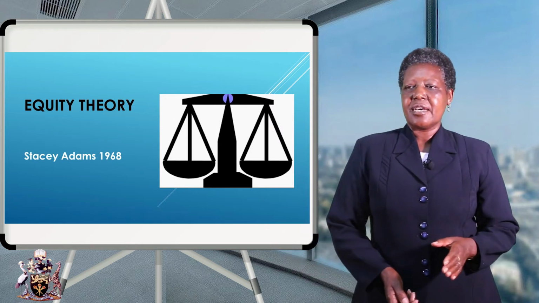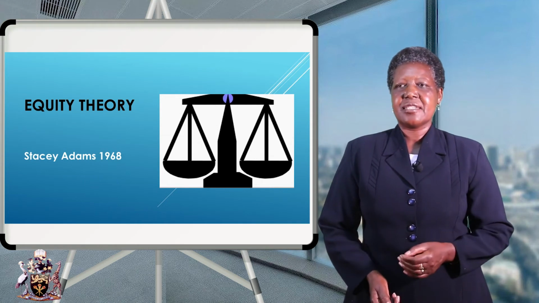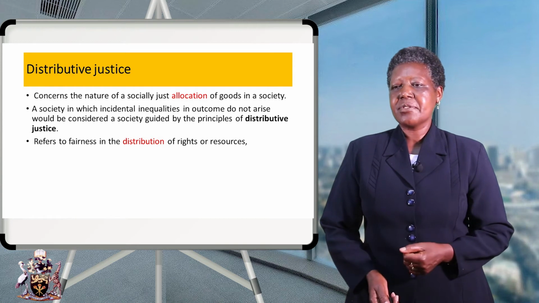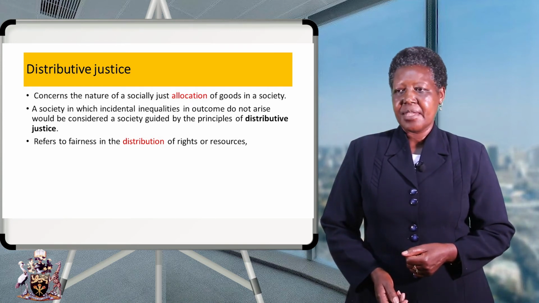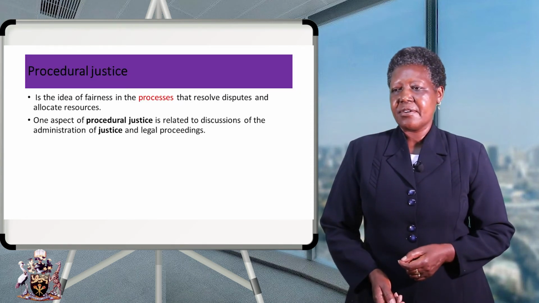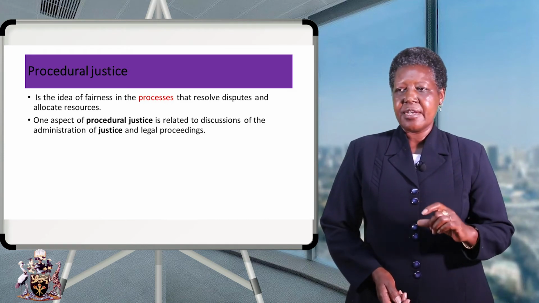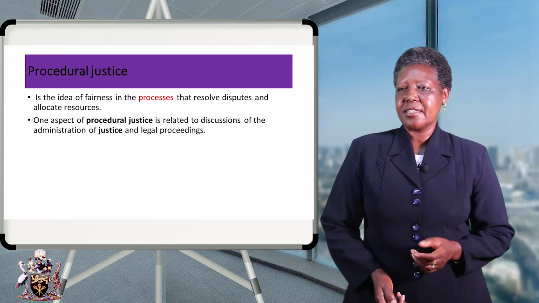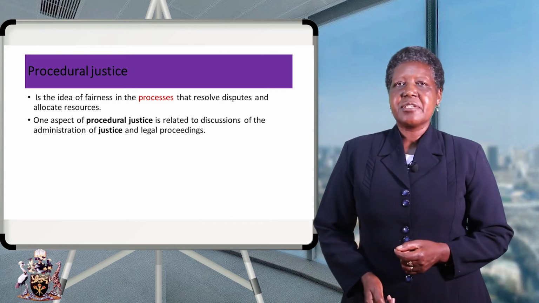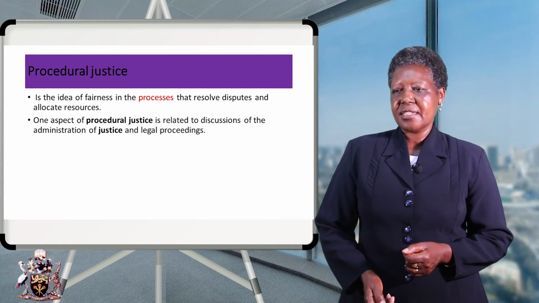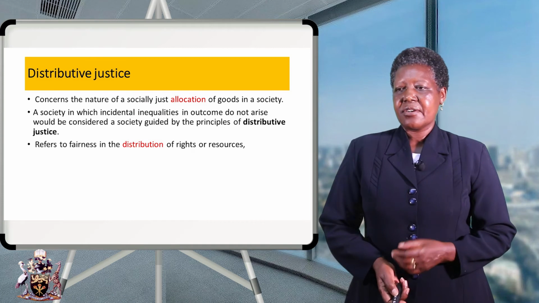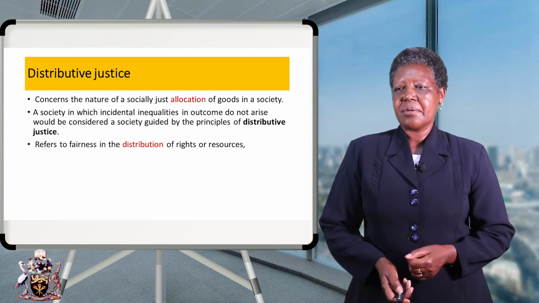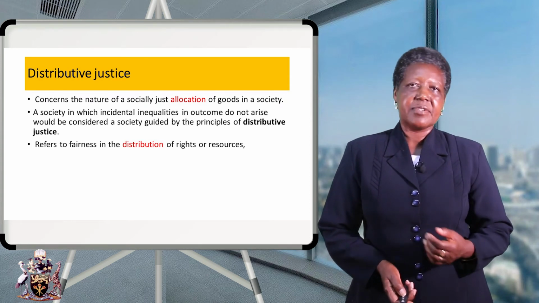The theory can be explained by three types of justice. One is distributive justice, where people perceive fairness in terms of the amount and allocation of rewards among individuals. Then there is procedural justice, the perceived fairness of the process used to determine the distribution of rewards. So the issue here is, is there justice in the process that was used? It is the idea of fairness in the processes that resolve disputes and allocate resources. One aspect of procedural justice is related to discussions of the administration of justice and legal proceedings. Distributive justice concerns the nature of a socially just allocation of goods in a society. A society in which incidental inequalities in outcome do not arise would be considered a society guided by the principles of distributive justice.